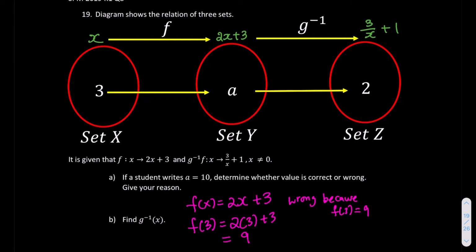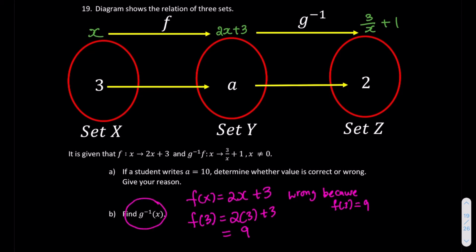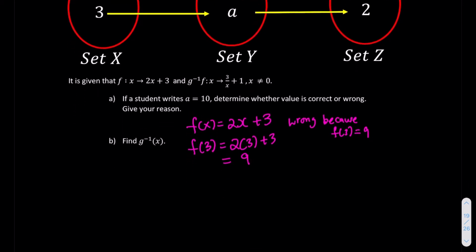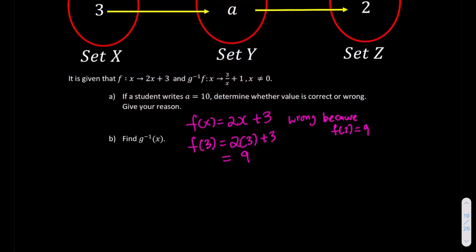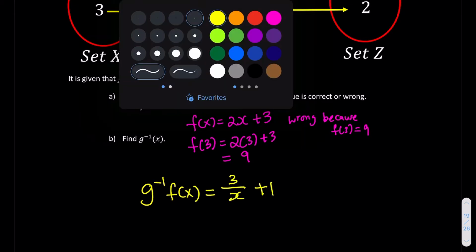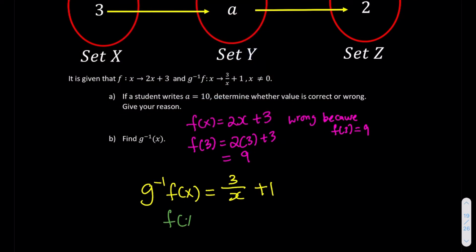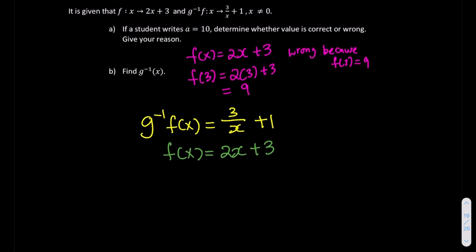Next they ask us to find g inverse of x. Don't forget this is the g inverse f. Maybe let me write it down so that it's easier for you to see. So this is g inverse of f of x is equivalent to 3 over x plus 1, and we also have the function f of x is equivalent to 2x plus 3. Now it looks a little bit cleaner.